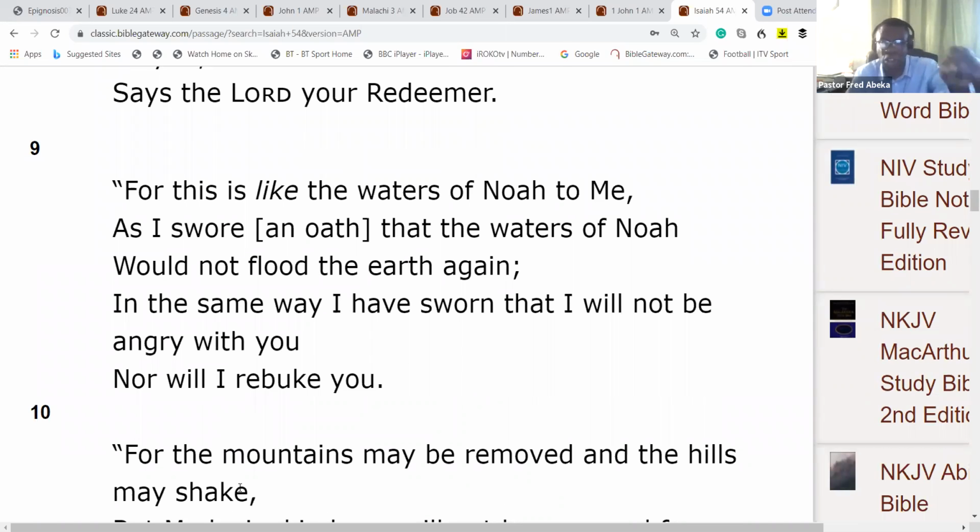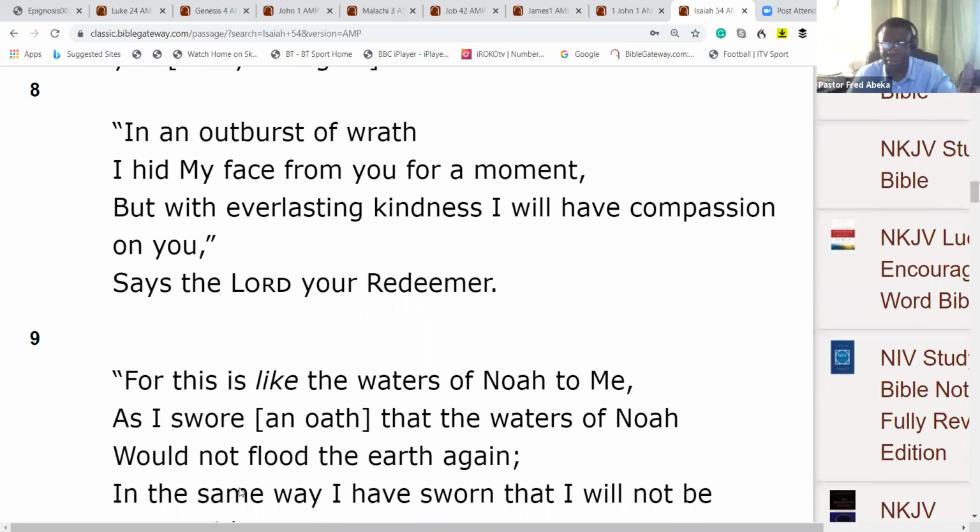For this is like the waters of Noah to me, as I swore an oath that the waters of Noah, we are dealing with technical words now, will not flood the earth again. In the same way, I've sworn that I'll not be angry with you, nor will I rebuke you. There's something wrong with that structure. Can you not see?